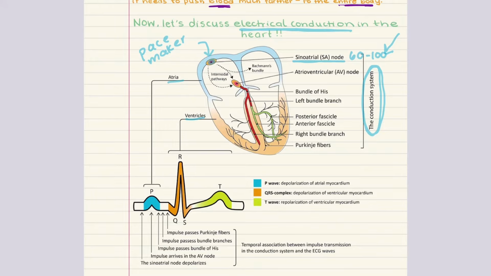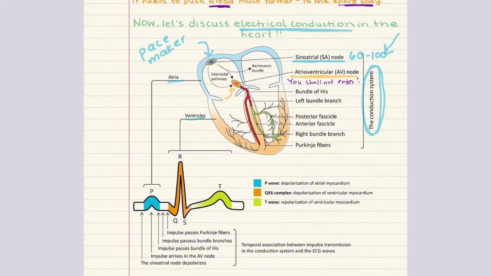From the SA node, the electrical signal spreads through the atria, and it causes them to contract and push blood into the ventricles. The signal then reaches the atrioventricular node, or AV node, which is located between the atria and the ventricles. The AV node acts like a gatekeeper. It briefly delays the signal to allow the ventricles time to fill completely before they contract.